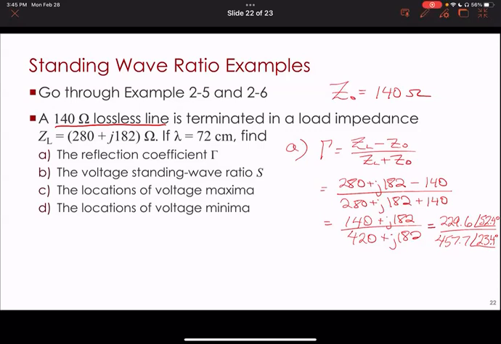Question? Oh, so we just square that one plus that one, this one squared. So we don't square it twice. We just do 140 squared plus 182 squared. Then we take the square root. It's really the Pythagorean theorem. If you think about it, the x-axis is real, the y-axis is imaginary.